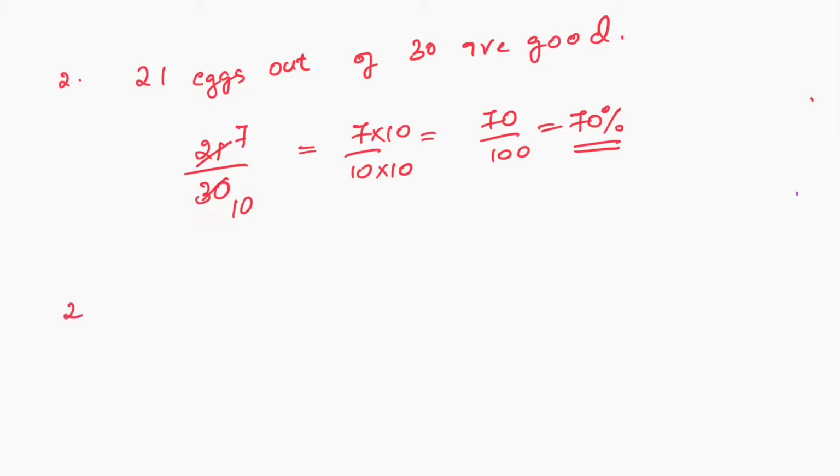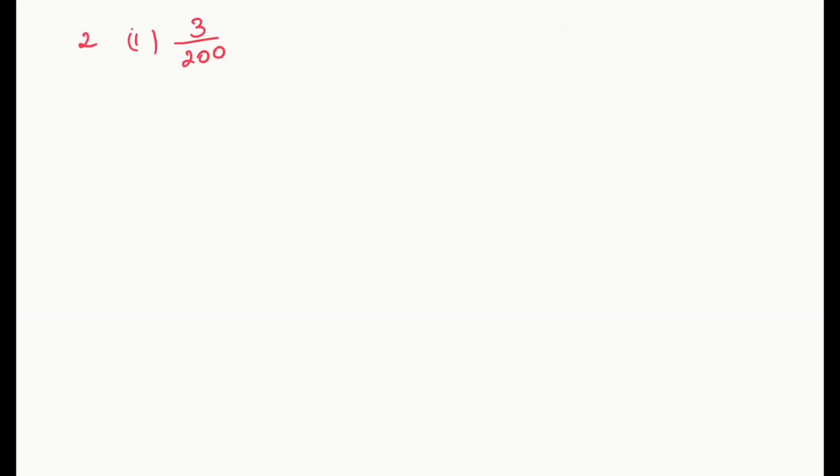This was the second sub question in the first main. Coming to the second main: express the following fractions as percent. So I have 3 by 200. How to express the fraction as a percentage? I can write this as 3 by 2 into 100, because whatever you have with the denominator as 100, you can represent it as a percentage. 3 by 2 is equal to 1.5 by 100. That is equal to 1.5%.